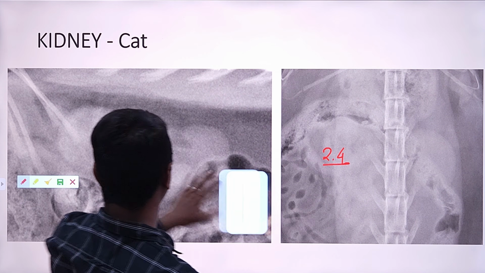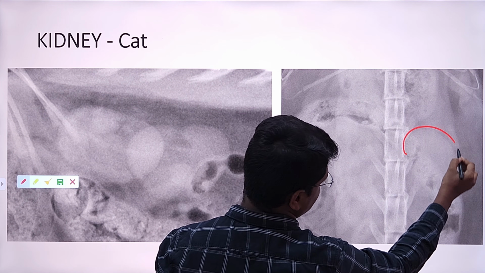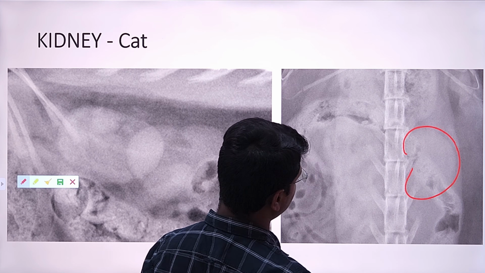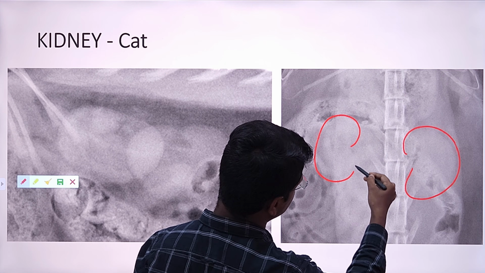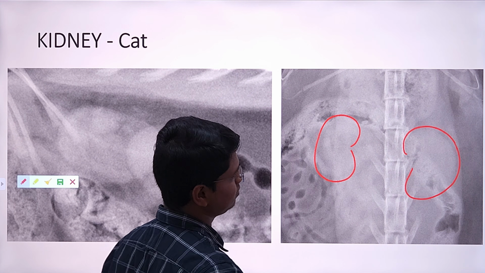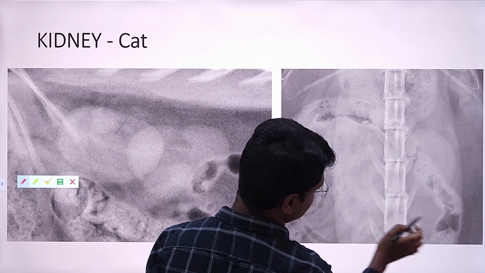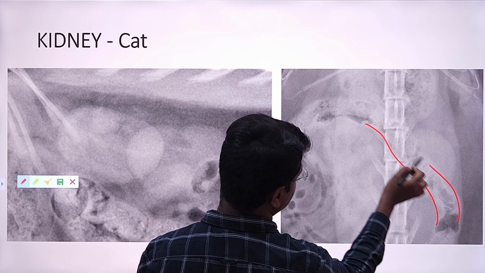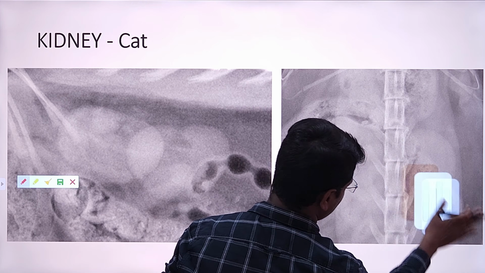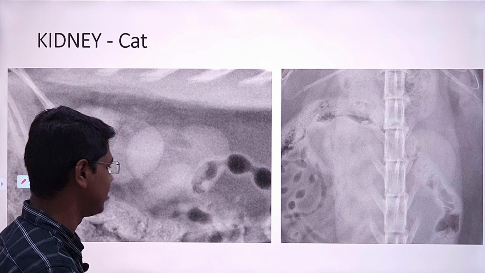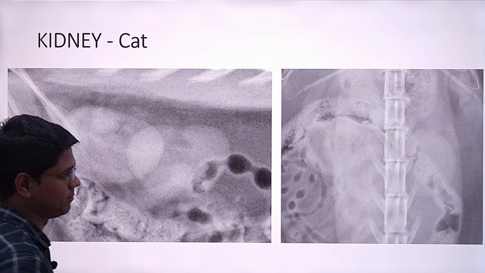So this is the lateral radiograph on the left. The one on the right is the dorsoventral or ventrodorsal view. This one is one kidney. The other kidney is not that visible. Here is the kidney, but it is not that visible due to this colon. This is the descending colon, transverse, and the ascending colon. I have already discussed these colons in normal abdominal radiography. If you have not watched those videos, do watch them.